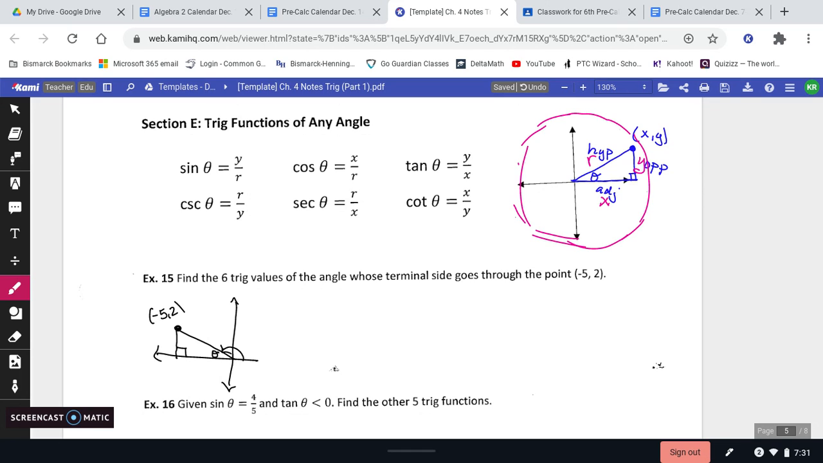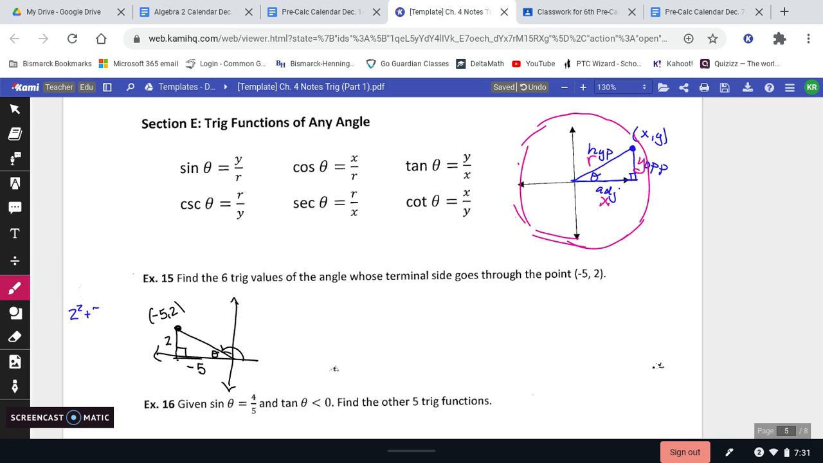Then this adjacent side is going to be -5. To get to this point, you go left 5, up 2. So left 5, or a length of 5, is this horizontal side of your triangle. Up 2, so this vertical side is 2. Now the other thing we need to know is the length of the radius. So we're going to use the Pythagorean theorem.